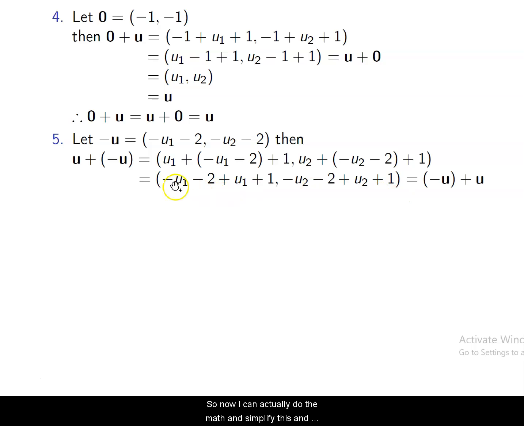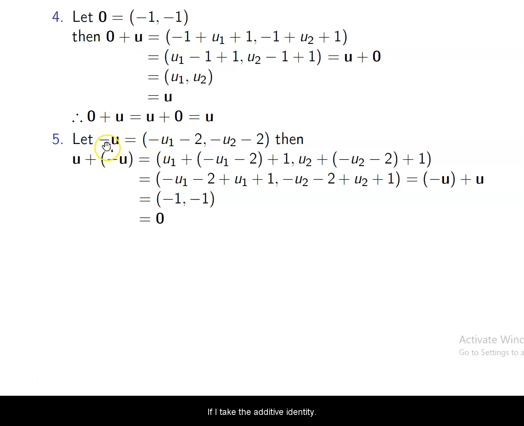So now I can actually do the math and simplify this. And you should notice that negative u and the u ones, those cancel, right? The u stuff cancel. -2 plus 1 simplifies to -1. So I'll be left with -1, -1, which is, hey, it's my 0 vector, okay?